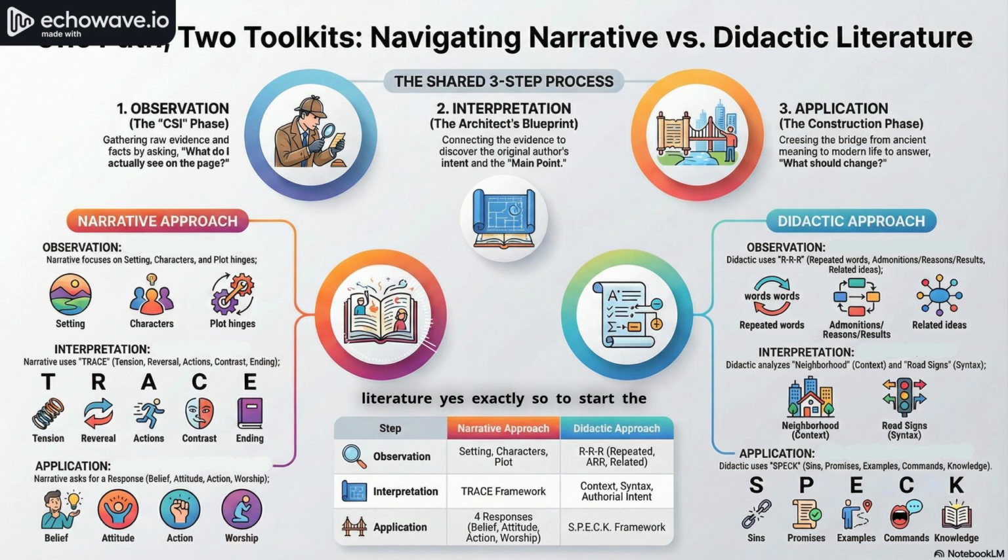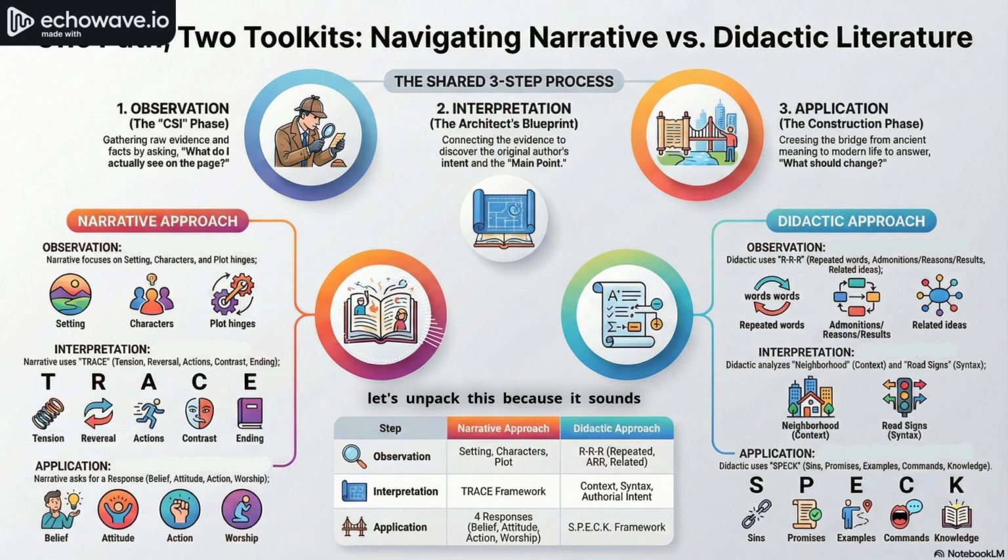Yes, exactly. So, to start, the foundation of this entire inductive method rests on a very rigid, universal three-step architecture. Regardless of what you are reading, the sequence never changes. Right, it's always the same 3 steps. Step 1 is observation. That's where you gather the raw facts by just asking, what do I actually see here? Just the facts. Then, step 2 is interpretation, where you draw the blueprint and ask, what does this mean? And finally, step 3 is application, where you construct the building by asking, what should change in response to this?